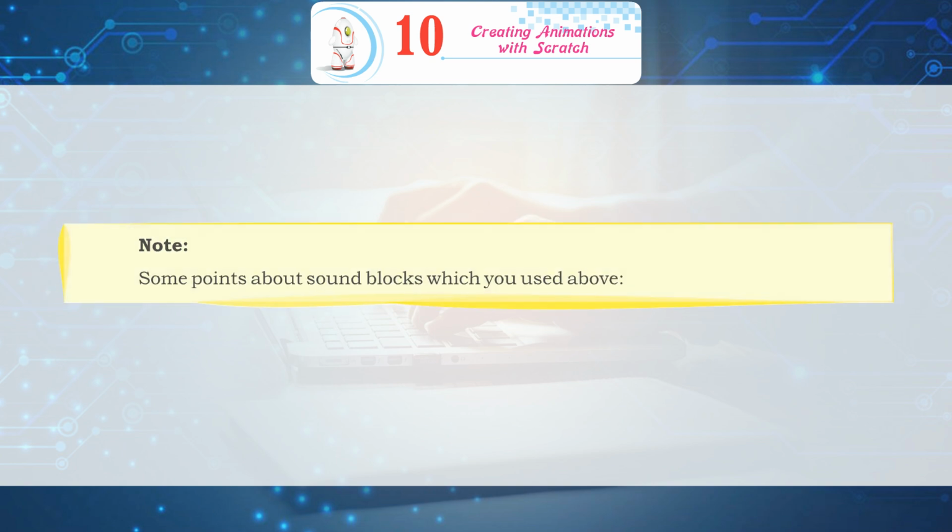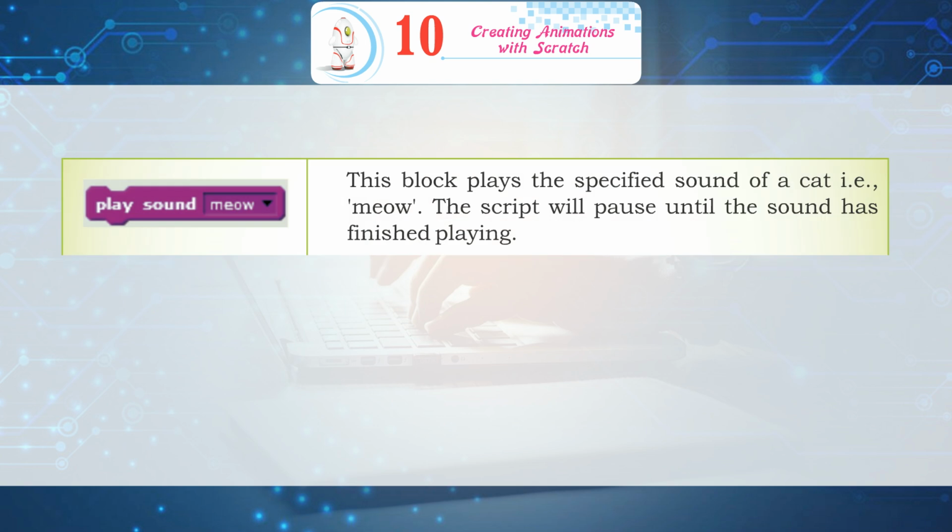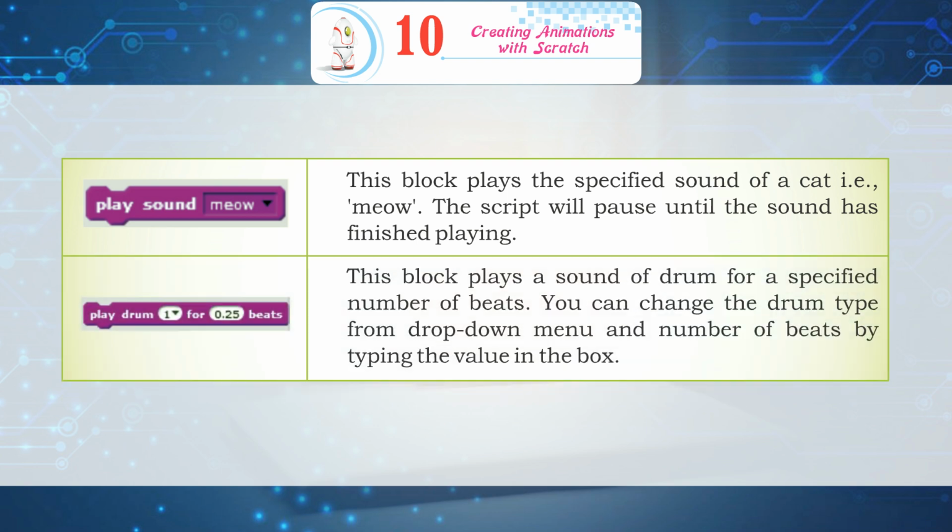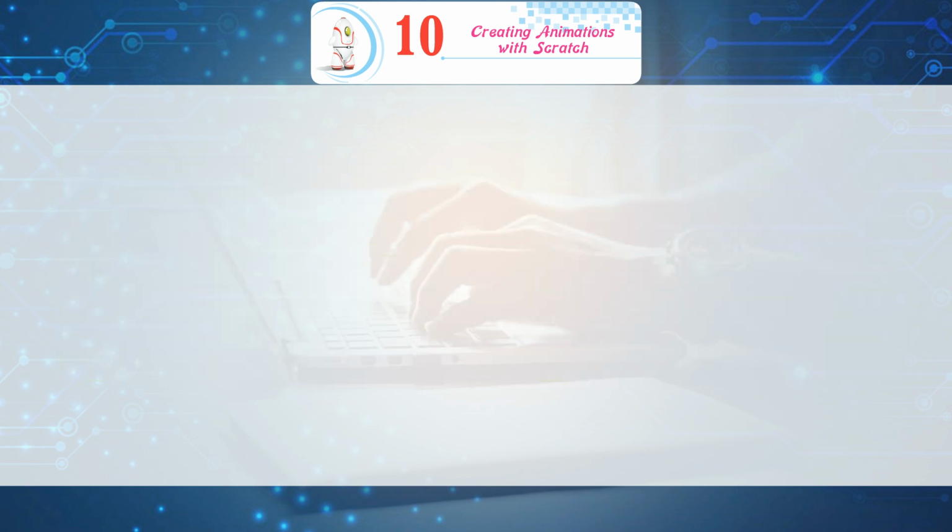Note some points about sound blocks which you used above. Play sound meow. This block plays the specified sound of a cat, that is, meow. This script will pause until the sound has finished playing. Play drum for beats. This block plays a sound of drum for a specified number of beats. You can change the drum type from drop-down menu and number of beats by typing the value in the box.